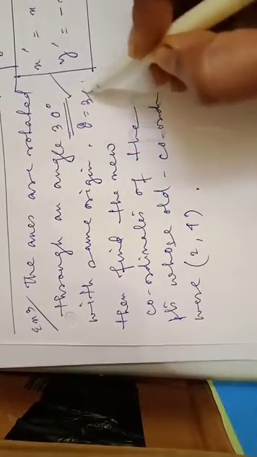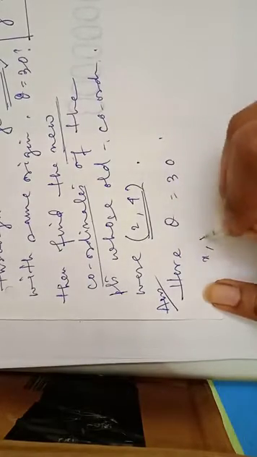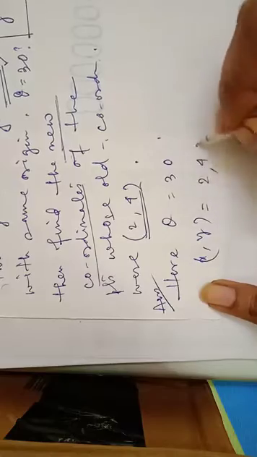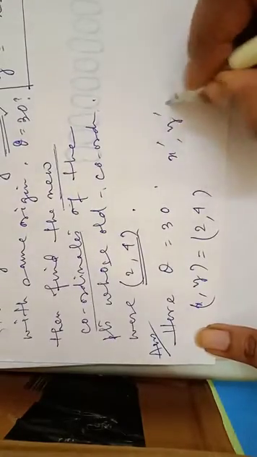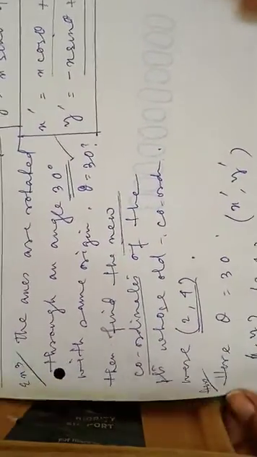Okay. It is given that the axis is rotated through an angle of 30 degrees. That means here theta is 30 degrees. And we have to find the new coordinates where the old coordinates are given as 2, 4. So, answer: theta equals 30 degrees, x comma y is our old coordinate, which is 2, 4. Then we have to find x dashed comma y dashed. Okay. So we will apply the rule, that is x dashed equals x cos theta plus y sin theta and y dashed equals minus x sin theta plus y cos theta.